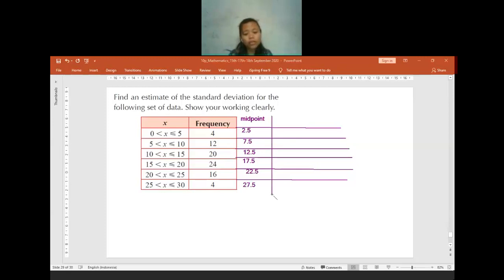Any confusion from finding the midpoint? If you have any confusion, please let me know. No? For sure? Okay, if you really have no confusion, let us find the fx. What is fx? Fx is the result when we multiply the frequency and each midpoint. So 4 times 2.5 equals 10 for the first value here. And then for the next value, how many will it be?